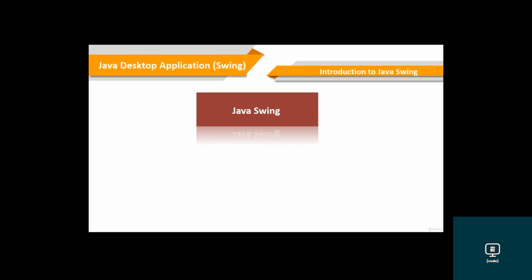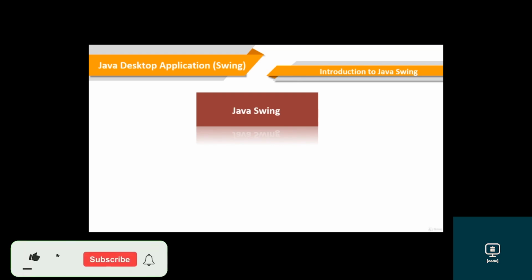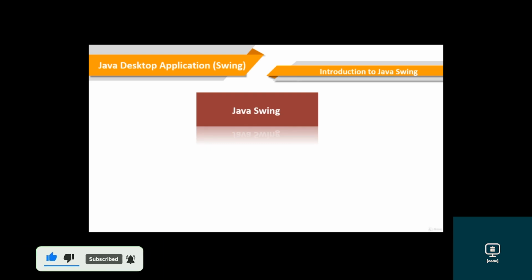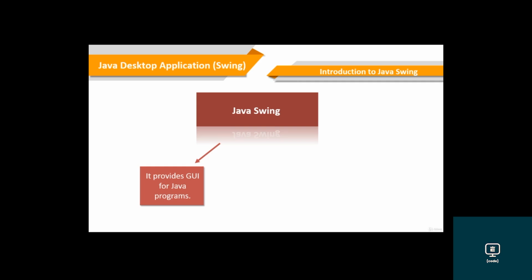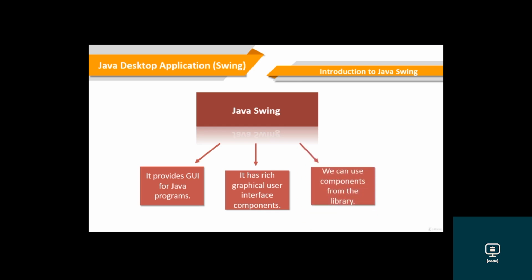Introduction to Java Swing. Java Swing is used for enabling large-scale enterprise development of Java applications. It provides a graphical user interface for Java programs. Swing has many rich graphical user interface components to design very useful applications. So we can use these components like button, text box, label, etc., right from the library.